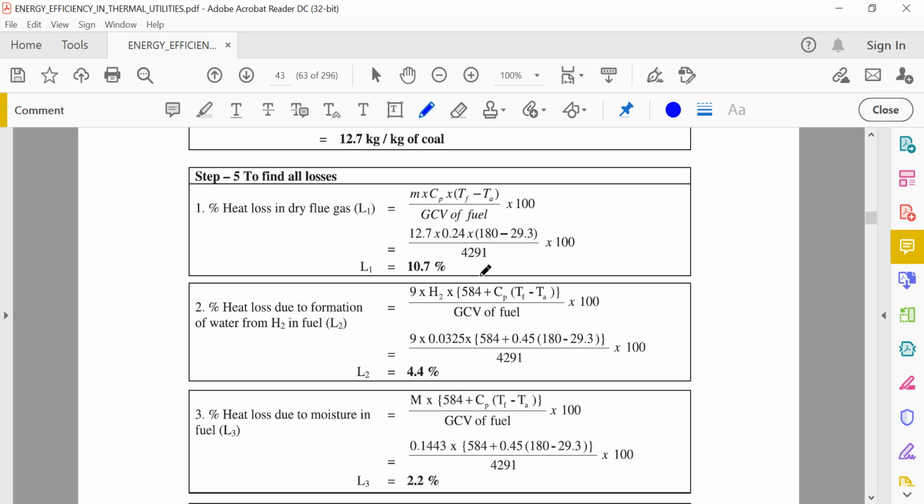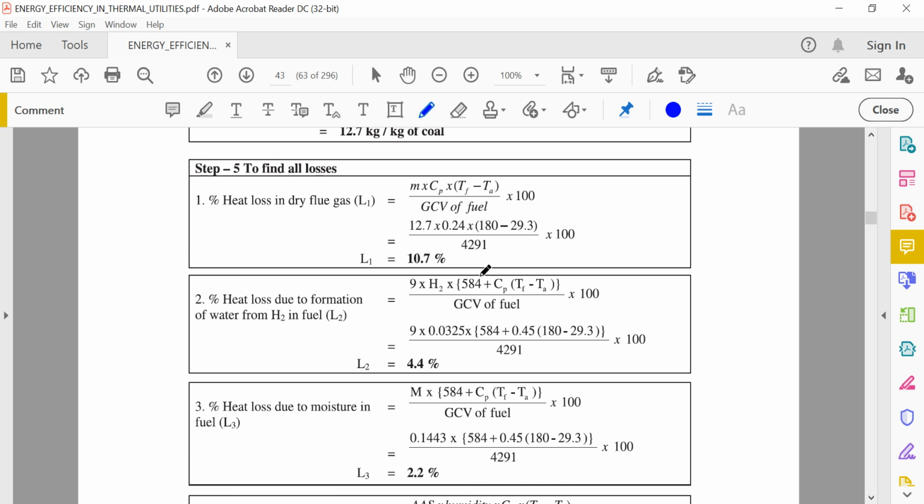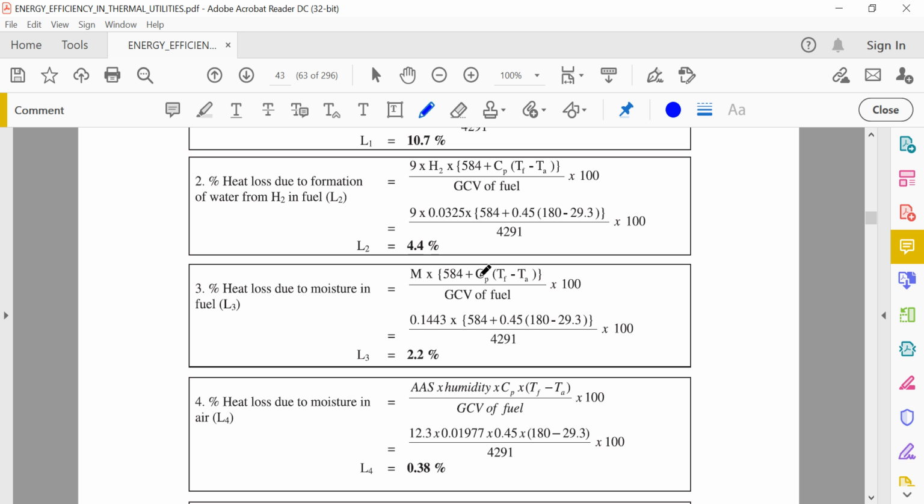This means 10.7% of heat input is being wasted in flue gas. Now similarly, the next heat loss is heat loss due to formation of water. Here you can see there are three losses that are basically due to water. This is due to water formation that is produced due to hydrogen in fuel.